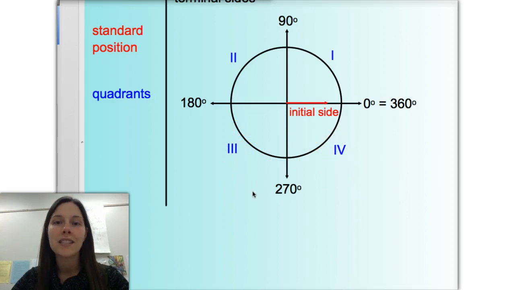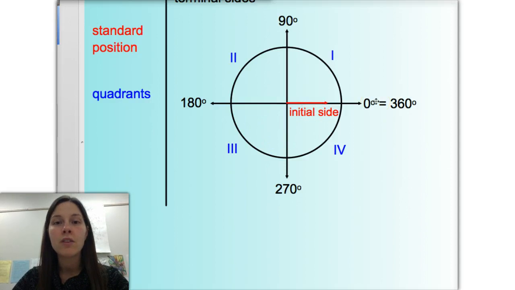An angle is in standard position on the coordinate plane when the initial side is along the positive x-axis. So that's our initial side, and then we would rotate either counterclockwise for a positive angle, or again, starting with our initial side, if we rotate clockwise, that would give us a negative angle measure.